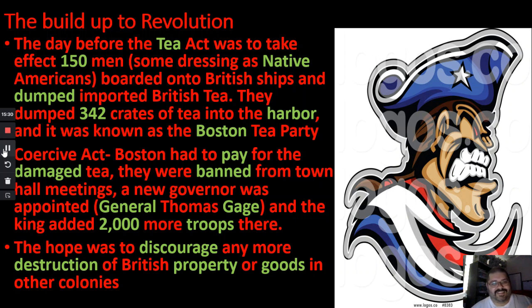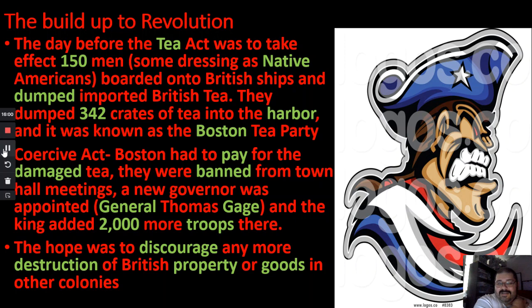But the thing is, people knew, hey, that's so and so. He's light skinned, he's not tan and things like that. So no one's going to confuse a colonist with a native. So why did they do that, really? They thought maybe they can get away with it. But in total, 342 crates of tea is dumped into the harbor, and this becomes known as the Boston Tea Party.